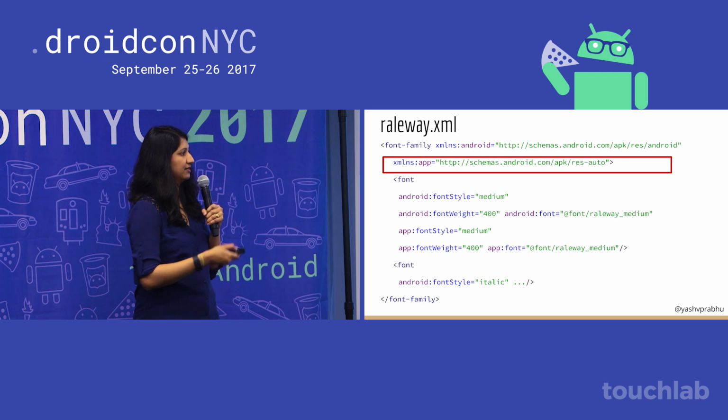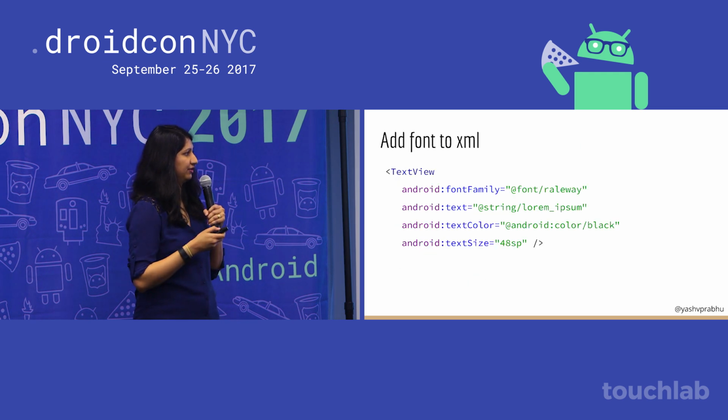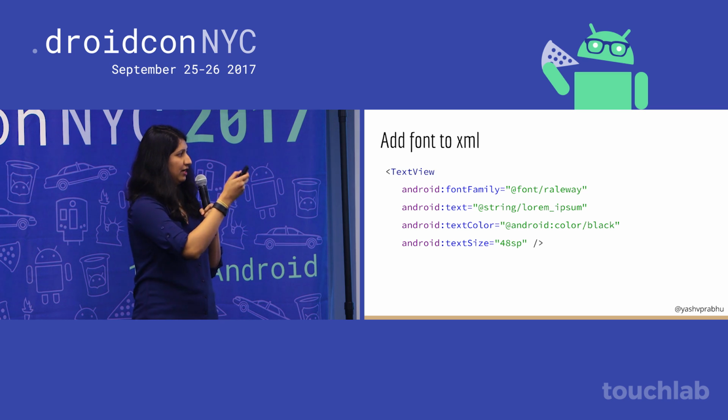And notice that in this case, we're using the app namespace because this can be backported. If I remember correctly, it's still API level 14. And then you can add the font to XML. So you can just do android:fontFamily and add the font Raleway, and you're all set.